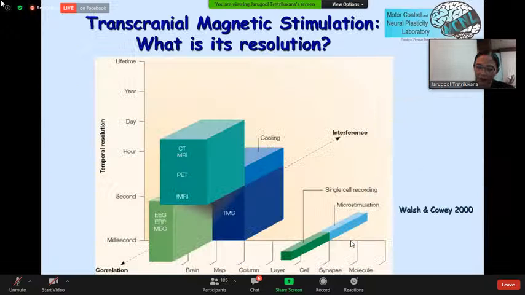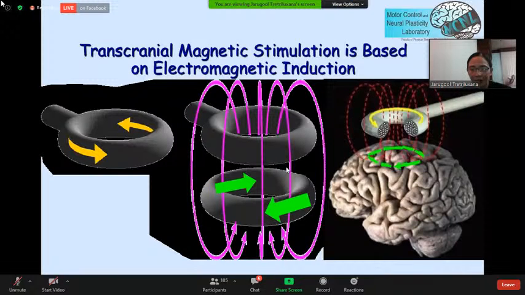So TMS is based on the concept of Faraday's law, which says that if you have two copper coils, which are illustrated here, okay, and you put electricity in, it would then evoke another electromagnetic current in the secondary coil. All right, so you put the current into what we call the primary coil. It would then evoke another electricity in the secondary coil. So imagine if you place the coil on our primary motor area, what would happen? It would then evoke the movement, right, through the corticospinal tract. So that's the nice thing about TMS.